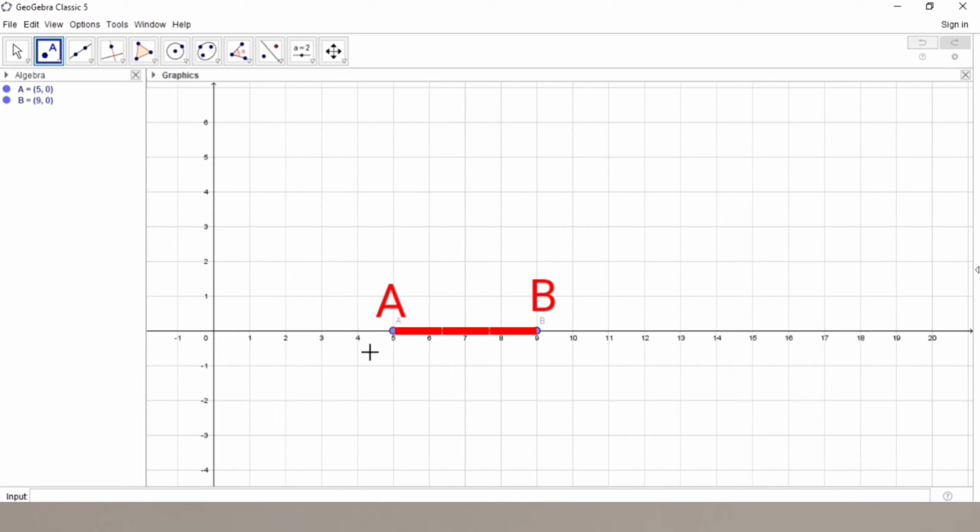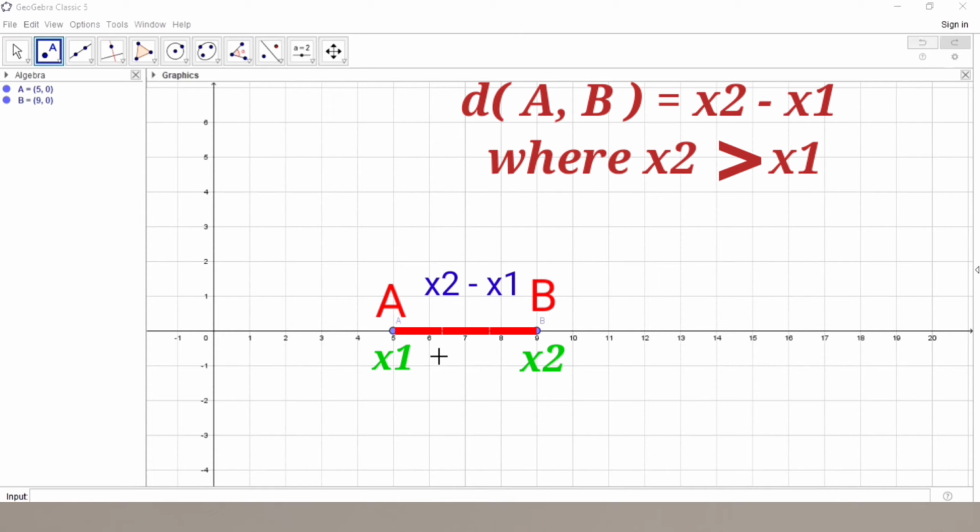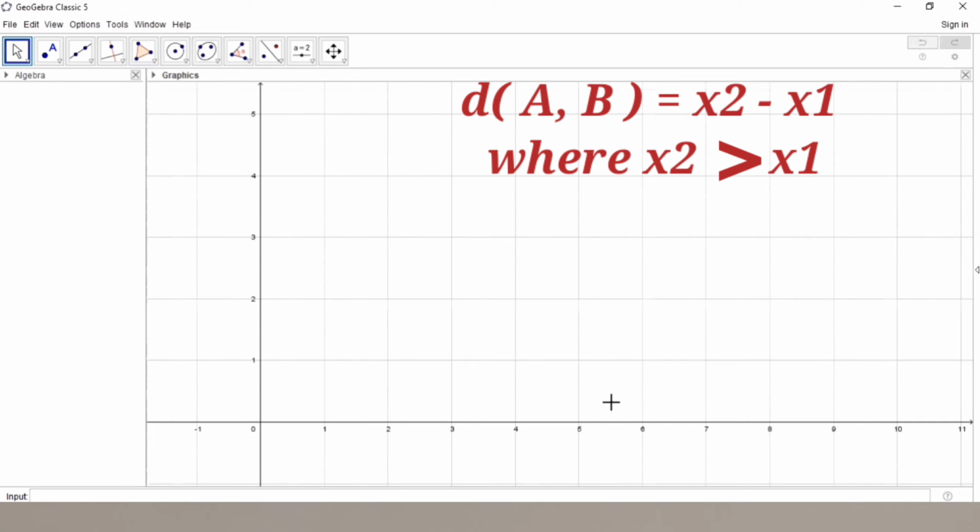From this we can make a general formula to find the distance between any 2 points on a number line. If the coordinate of point A is x1 and the coordinate of point B is x2, then the distance between these 2 points A and B, AB, is equal to x2 minus x1. So by using this formula, we can find the distance between any 2 points which are on the number line. Only condition is there, x2 must be greater than x1.